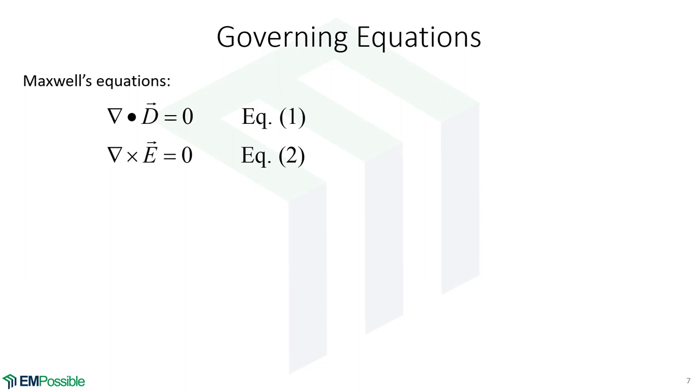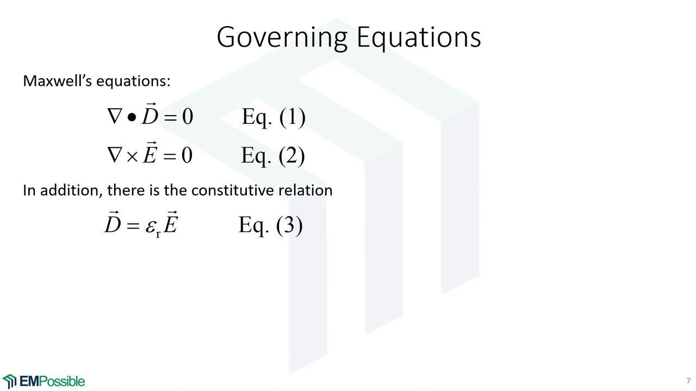So we need our governing equations. And then from those, we will derive the differential equations that we solve. So we have our Maxwell's equations for electrostatics. So we have our del dot D equals zero. This is our divergence equation. And this basically just says that the electric field cannot diverge from a point. And that's because we're assuming no charges right here. We also have that the curl of the electric field is zero. So del cross E has to equal zero.